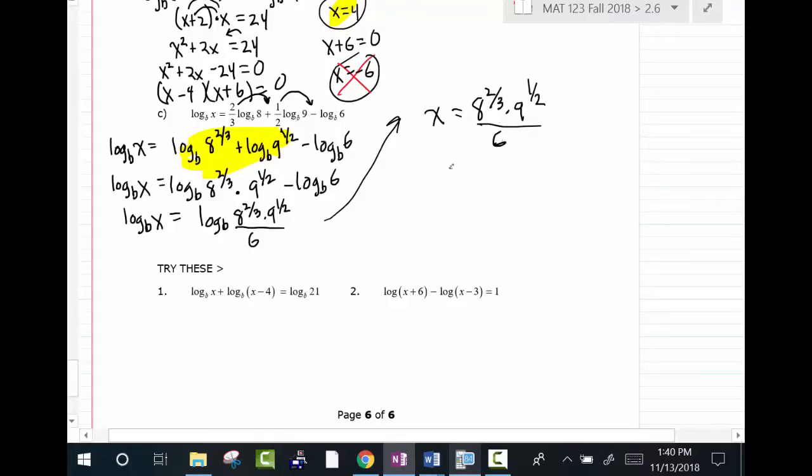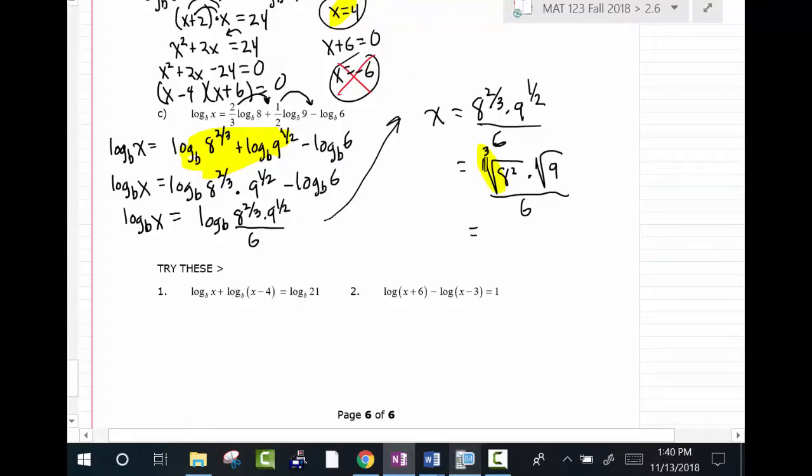So what we're going to do here is 8 to the 2/3. I talked about this a few minutes ago. That will be the third root of 8 to the 2nd. A 1/2 power becomes a square root of 9 over 6 like that. So what you end up getting on this is this, and watch this carefully.